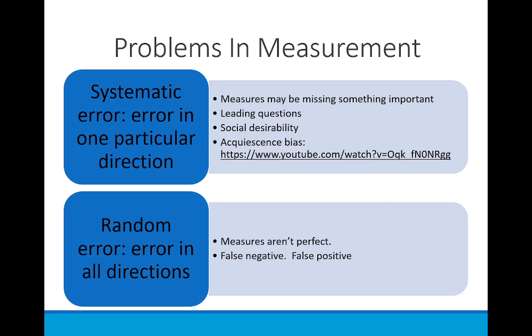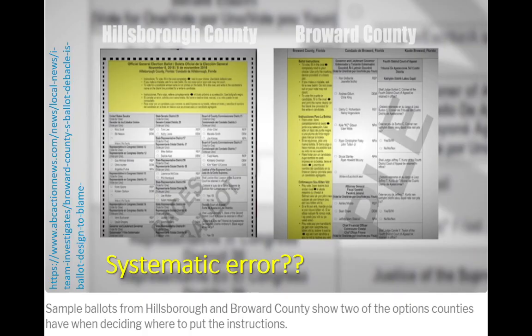Random errors sometimes cancel themselves out at the big picture level, but at the individual level, that random error can be important, because it could falsely identify people as having a condition, or miss people who should have been identified.